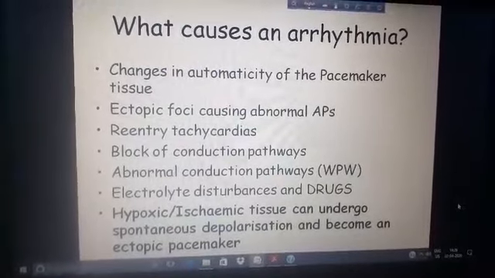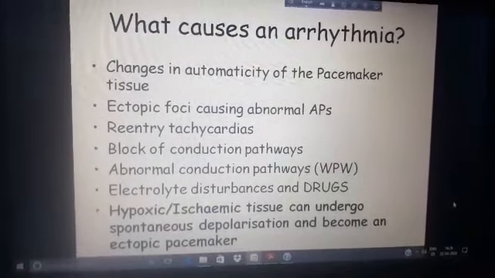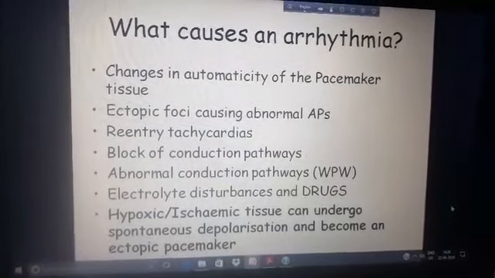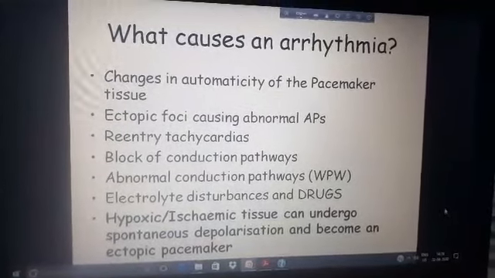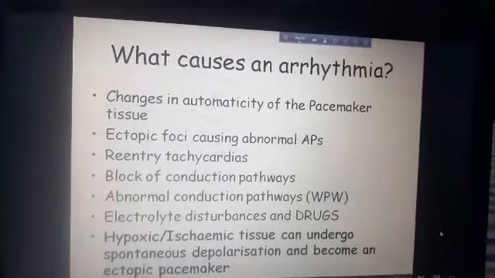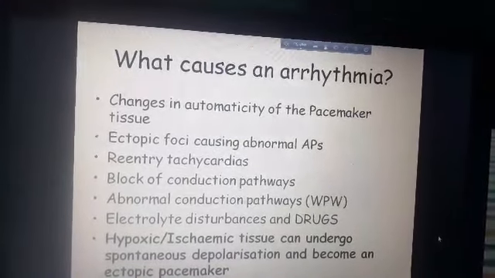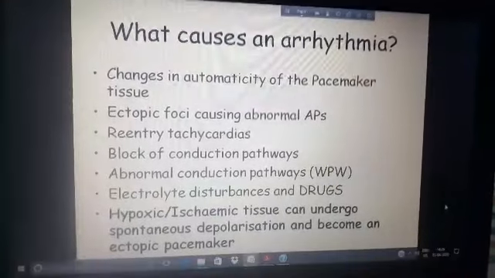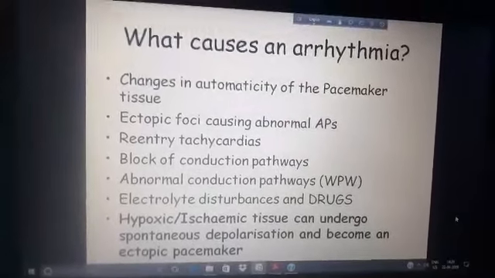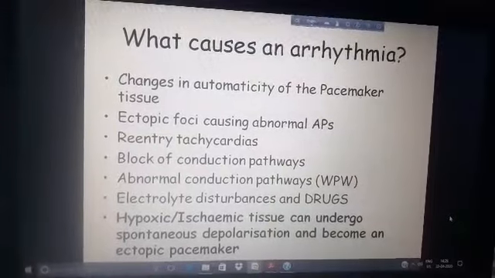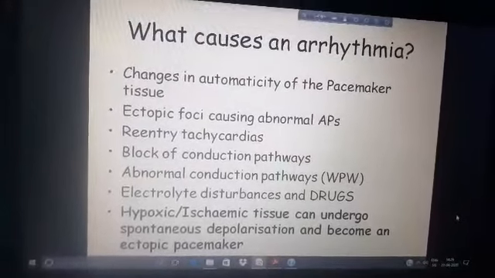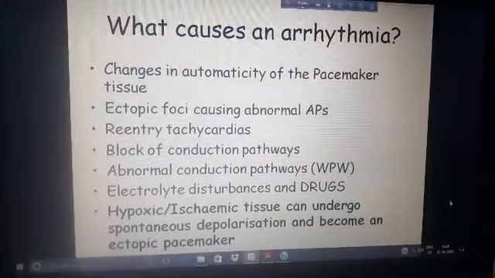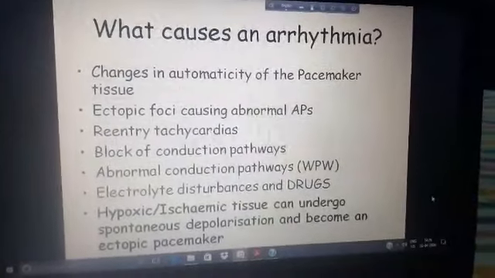Remember, all antiarrhythmic drugs are proarrhythmic. That means they themselves can cause arrhythmia if the dose is increased, because they change the refractory period of most of the tissue, and if it is too much, then there is abnormal slowing of some conduction, and that can generate arrhythmia. Hypoxic ischemic tissue, as in patients with myocardial infarction, can undergo spontaneous depolarization and become an ectopic pacemaker. That's why arrhythmia is very common after myocardial infarction.